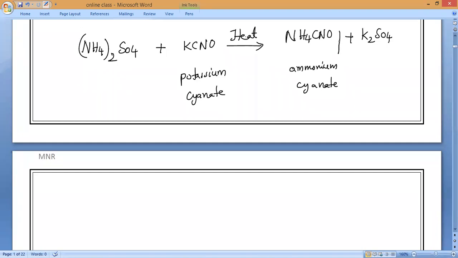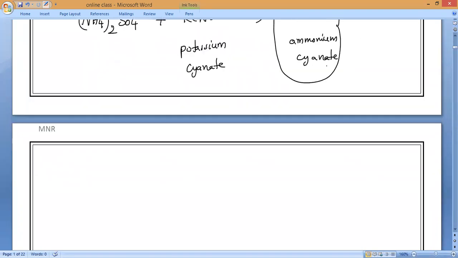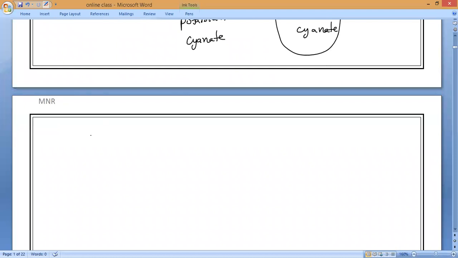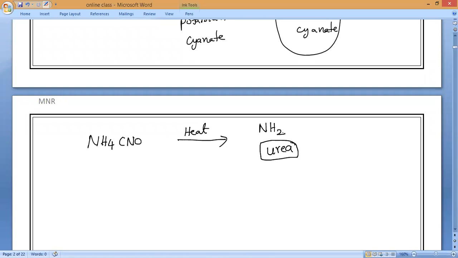What we want is ammonium cyanide. This one, it will simply heat. It will be modified into what? Everybody. I told you what is the first compound which is prepared? Urea. So the formula of urea, please all of you learn.